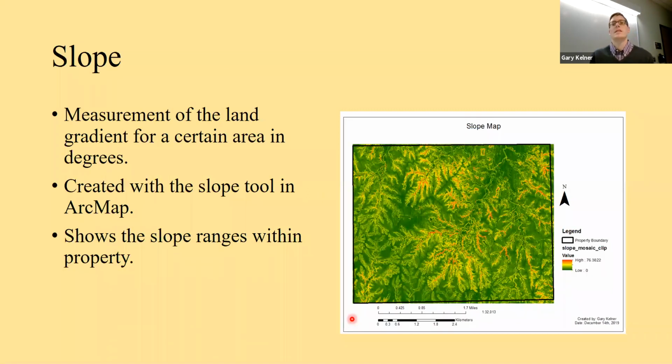Slope is defined as the measurement of the land gradient used for a certain area, and this is in degrees. This was created with the slope tool within ArcMap. This photo on the right shows the slope ranges within the property. The green areas are areas of low slope, and the yellow and reds are areas of high slope within the area.